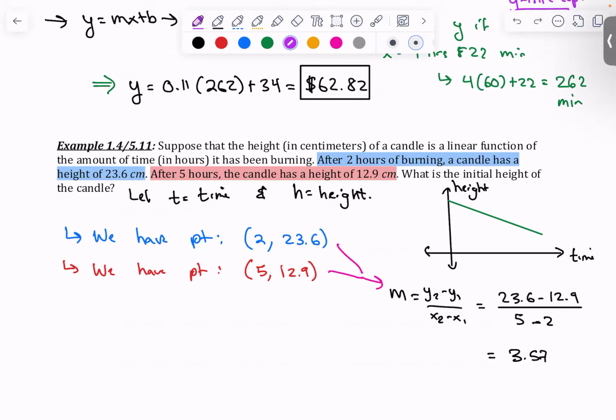But you're supposed to subtract 23.6 from 12.9. That is correct. So it doesn't matter which way I do it, but I flip-flopped one of these. Either this needs to be flipped or this one needs to be flipped. Technically speaking, let's label these, and this is why I do this every time for myself: x sub 1, y sub 1, and x sub 2, y sub 2. Yes, I should have 2 minus 5 instead.